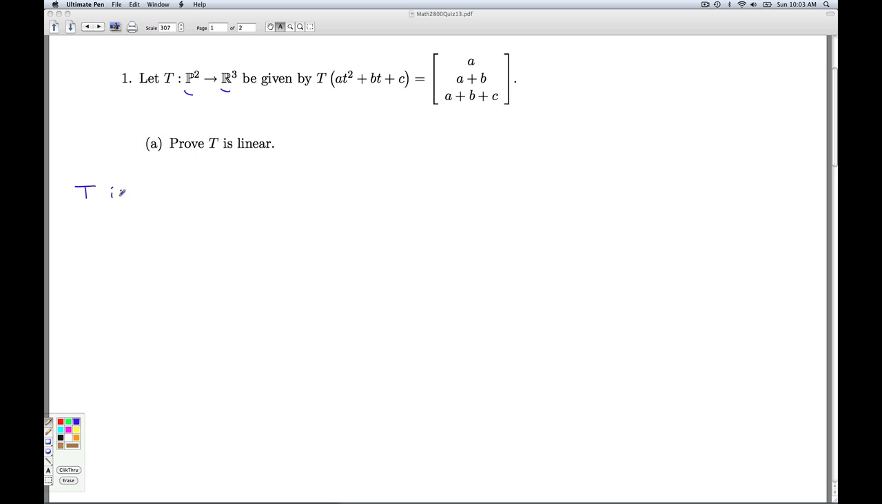T is linear if T preserves linear combinations. In other words, T of alpha V plus beta W is alpha T of V plus beta T of W, where V and W are fixed but arbitrary choices of elements in the domain, and alpha and beta are fixed but arbitrary choices of real numbers.